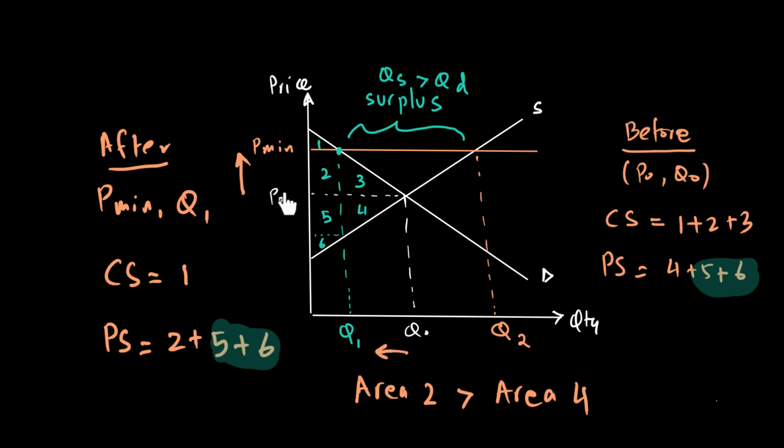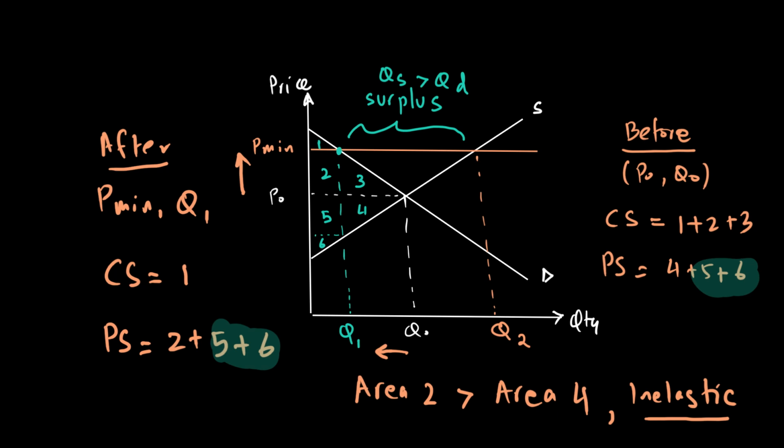And the only way that can happen is if the good is inelastic. Why? Because if the good is inelastic, the price will go up by much more as compared to the quantity. So if area 2 needs to be greater than area 4, one may argue that the good must be inelastic. If that is not the case, then area 2 may not be greater than area 4. Then producers as a group may not really benefit.